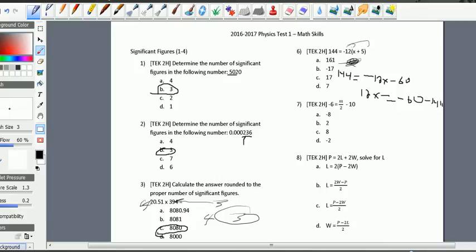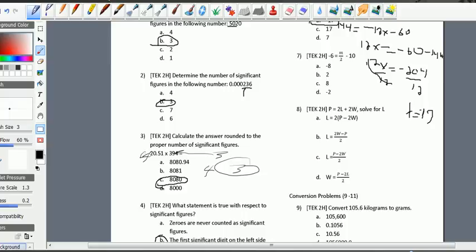So that gives me 12x equals -204 divided by 12. Bam, bam. I get x equals -17. Right? Because a positive divided by a negative is a negative.